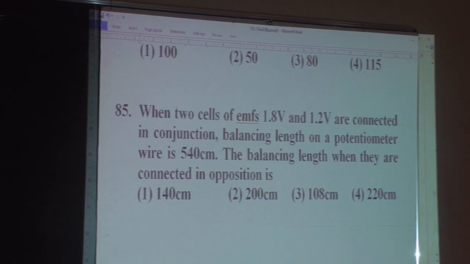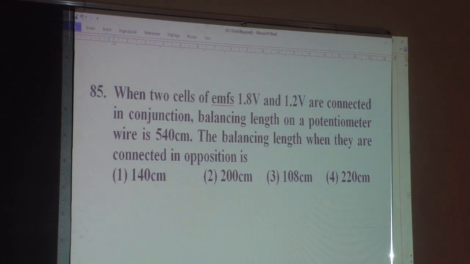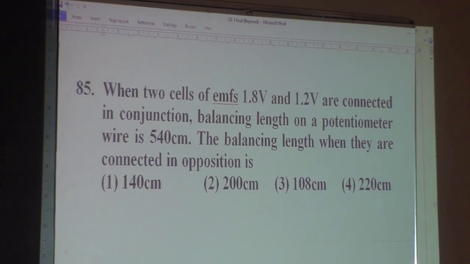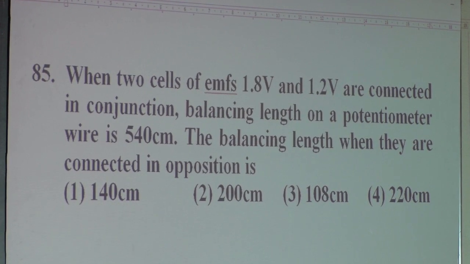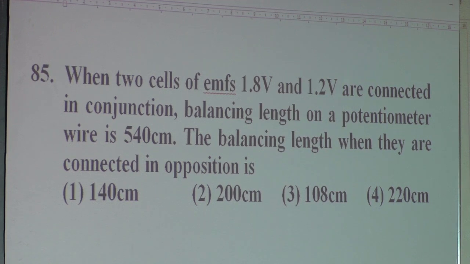Yes, 85. When two cells of EMFs 1.8 volt and 1.2 volt are connected in conjunction, conjunction means one after the other, that means in series, the balancing length on a potentiometer wire is 540. What is the balancing length when they are connected in opposition?